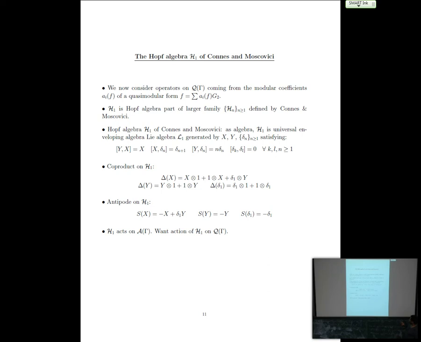And then you have delta of X. You can see again the coproducts are tailored to fit the formula. And this is the antipode. And we know that H1 has a Hopf action on A_Γ. It is to be expected that it is going to have an action on Q_Γ, which we will now describe.